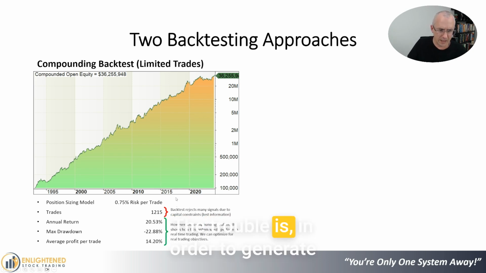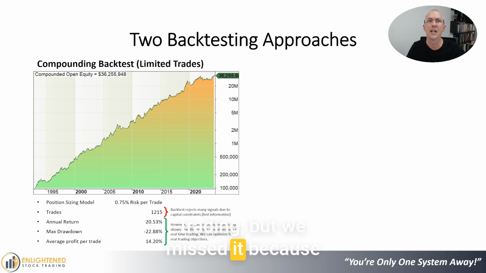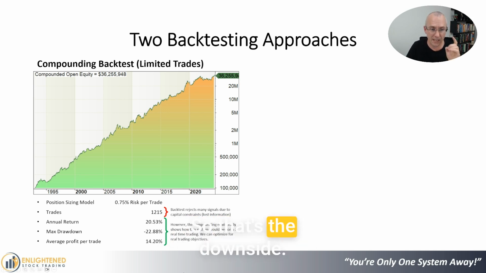The trouble is, in order to generate this backtest, the backtest will reject a whole lot of signals because of the capital constraints. Now, these signals that are rejected are lost information. This is an opportunity to inform us about something that could happen to us in real-time trading, but we missed it because the backtest couldn't take that trade because it didn't have enough capital. Make sense? So that's the downside.